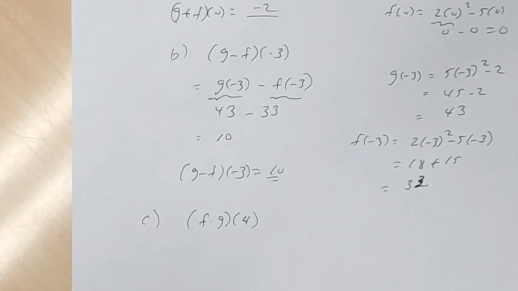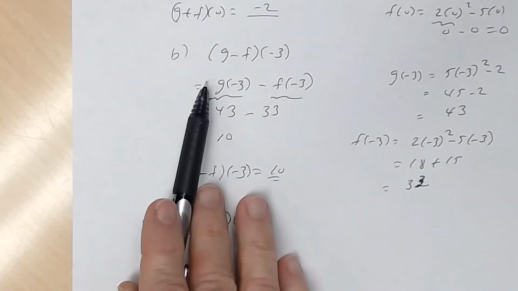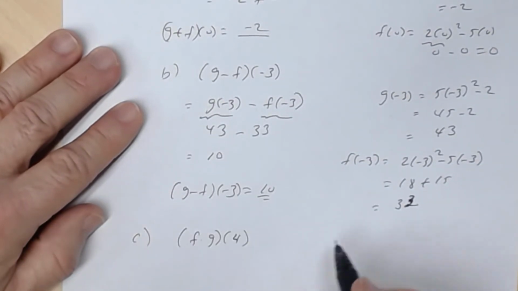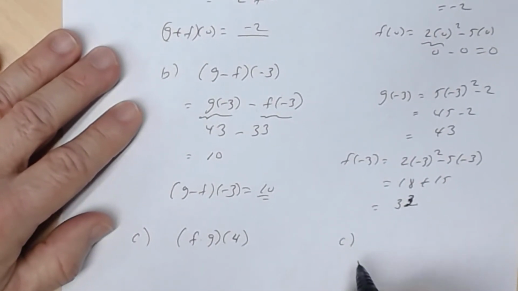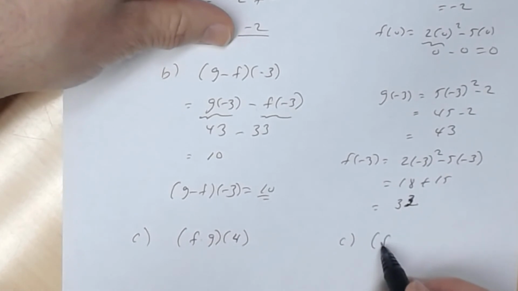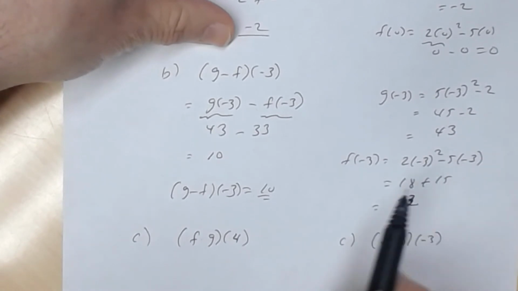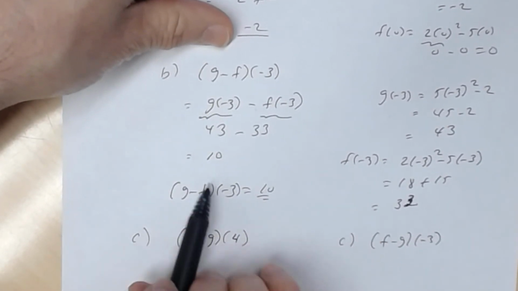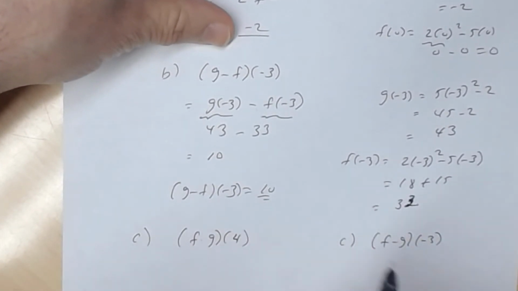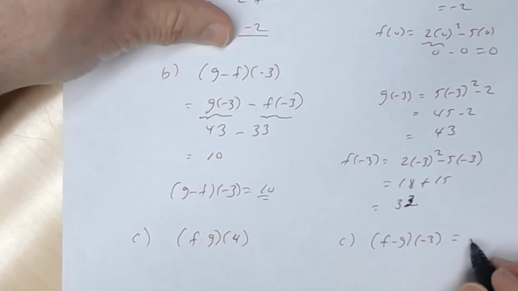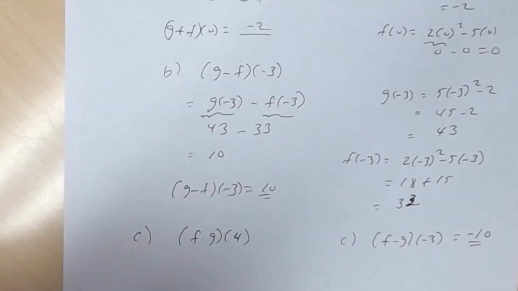F times g at 4. Well, by definition, oh, by the way, just kind of review. Suppose this was C. Suppose I want to find f minus g at negative 3. Real quick, tell me what you think that is. So g minus f at negative 3 is 10. Then what do you think f minus g at negative 3 is? Yep, you are right. It is negative 10. All right, good. It's just the opposite.